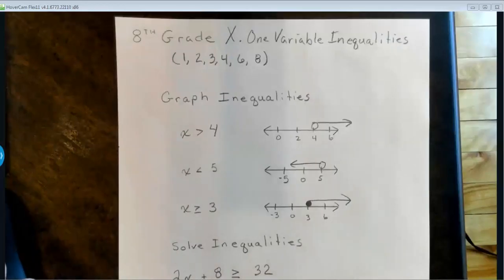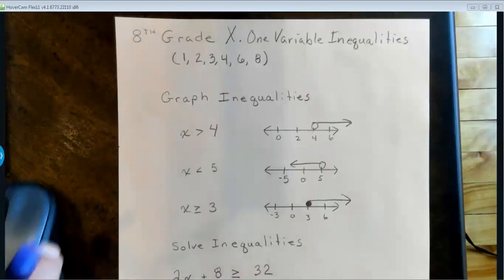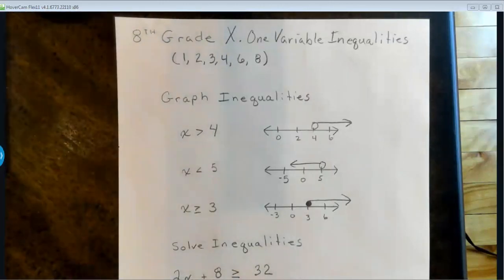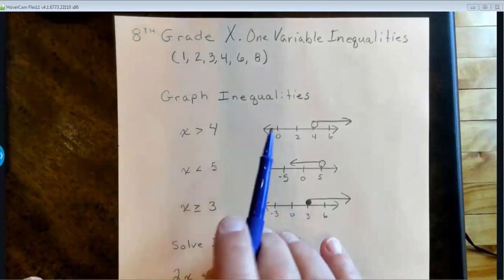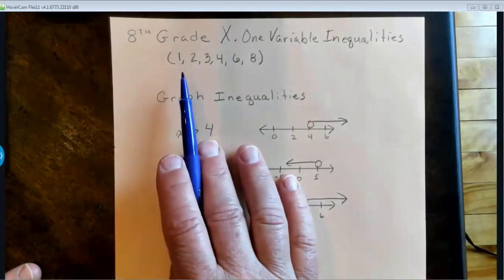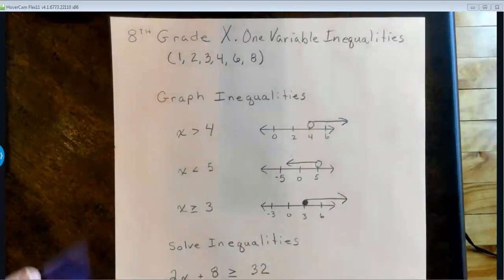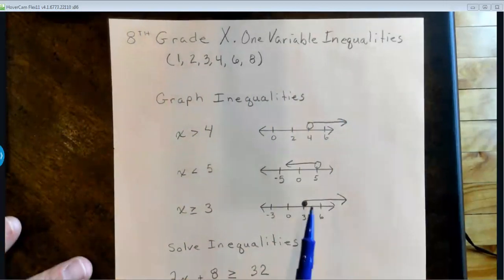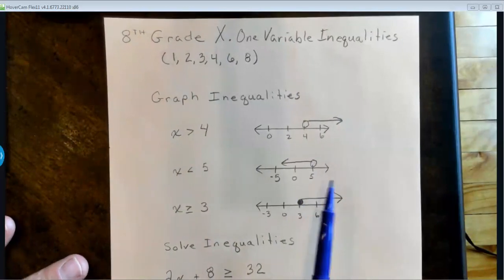Okay, eighth grade. This week we are going to be looking at section X, one variable inequalities, and we're going to be working on 1, 2, 3, 4, 6, and 8. First thing I'm going to show you is how you graph some inequalities.